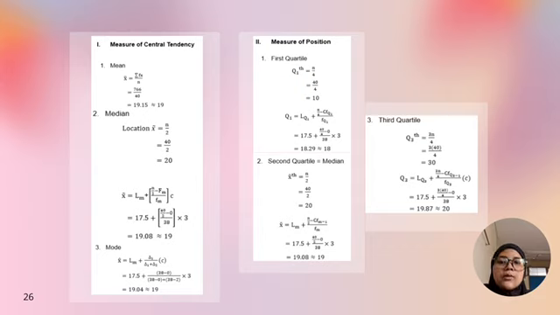So for the second quartile, which is the median, we get 19. So lastly, for measure of position is the third quartile. We need to use the exact formula like in this slide. So the final answer that we will get is 20.